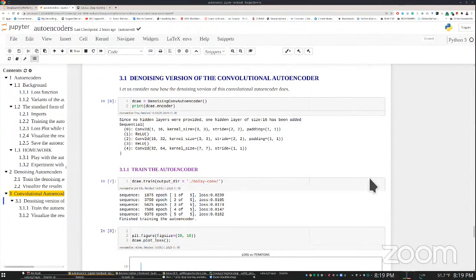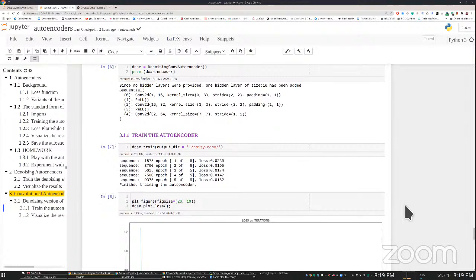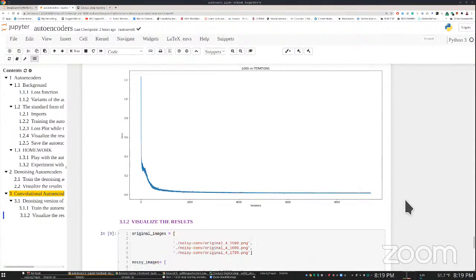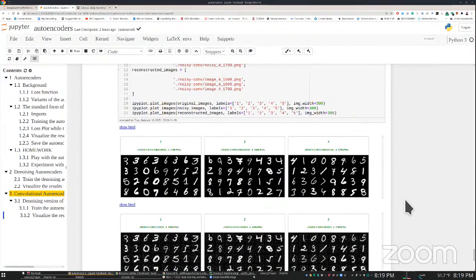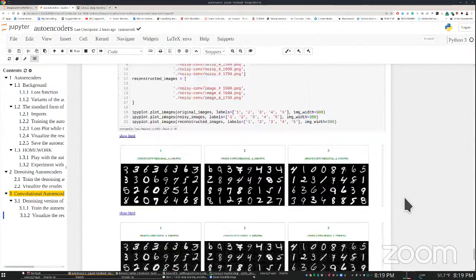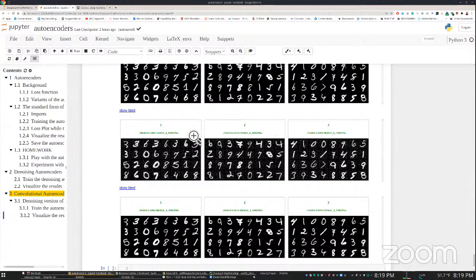And then there is denoising. When you use the convolutional layers, can you use it to denoise your images? Very much so. And when you denoise, again, it does a better denoising. Look at this. It's the same code. Essentially, I'm using a different class, a different autoencoder.